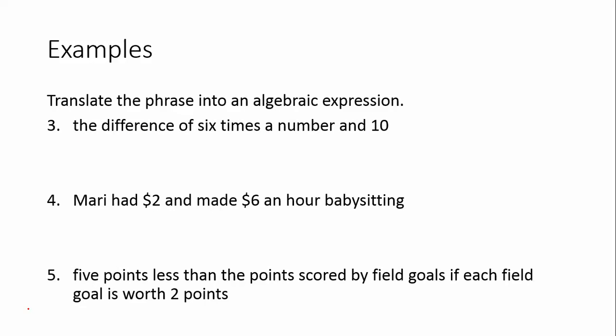So let's look at some more examples. The difference of 6 times a number and 10. So this one's a little more complicated. We have 6 times a number and 10. What we don't know here is the number. So this is going to be our variable, and I will call it n.